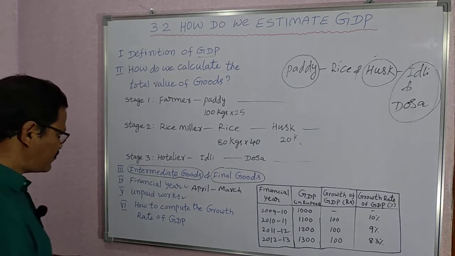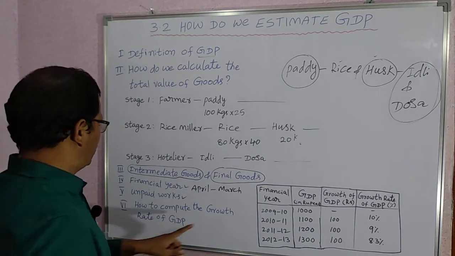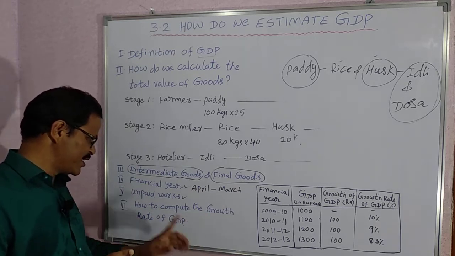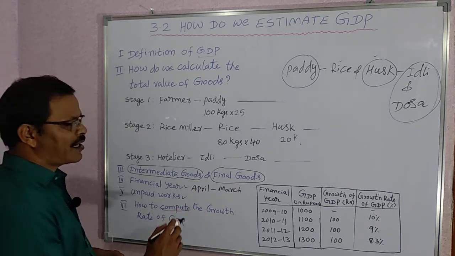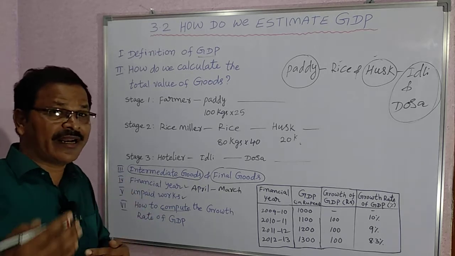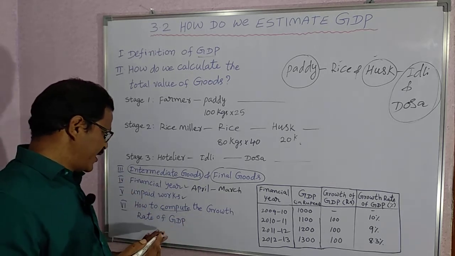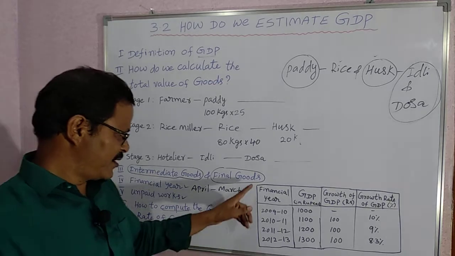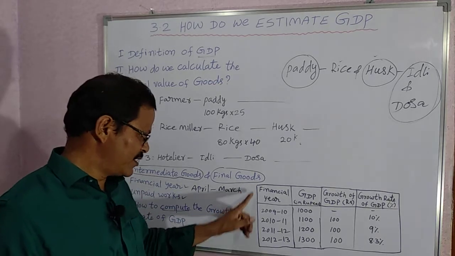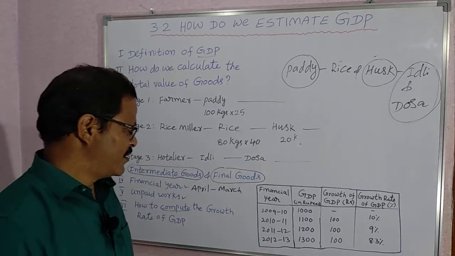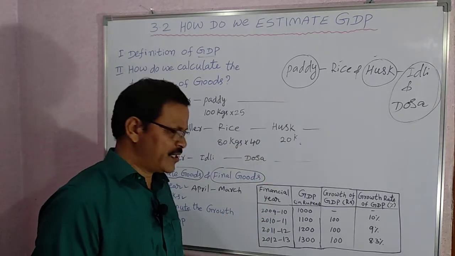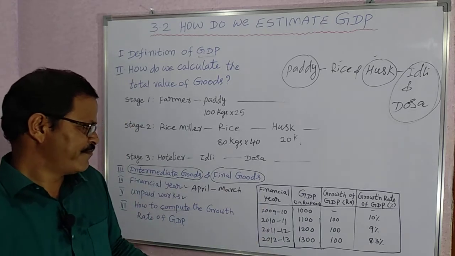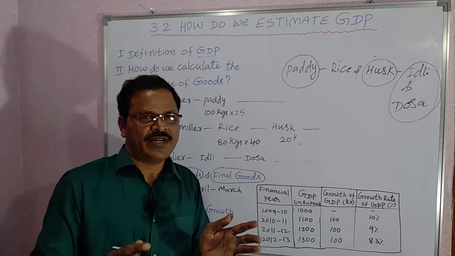Next, how to compute the growth rate of GDP? Compute means calculate. How to calculate the growth rate of GDP? Let us examine this table. This is the first column. In the first column, financial years are mentioned. We have already discussed what is financial year.